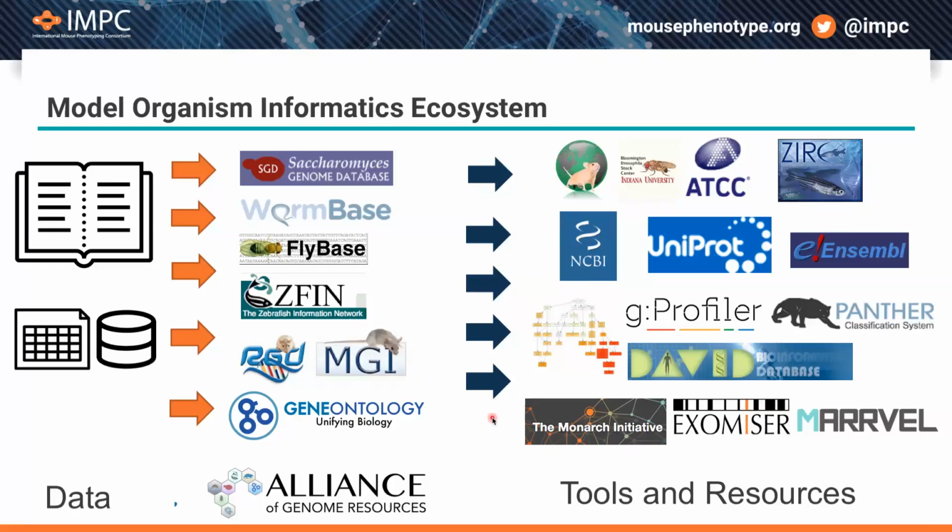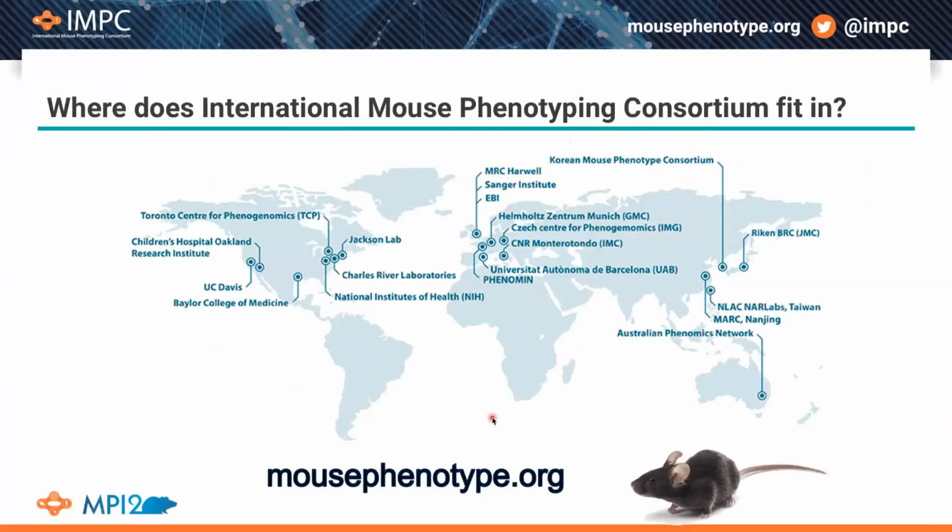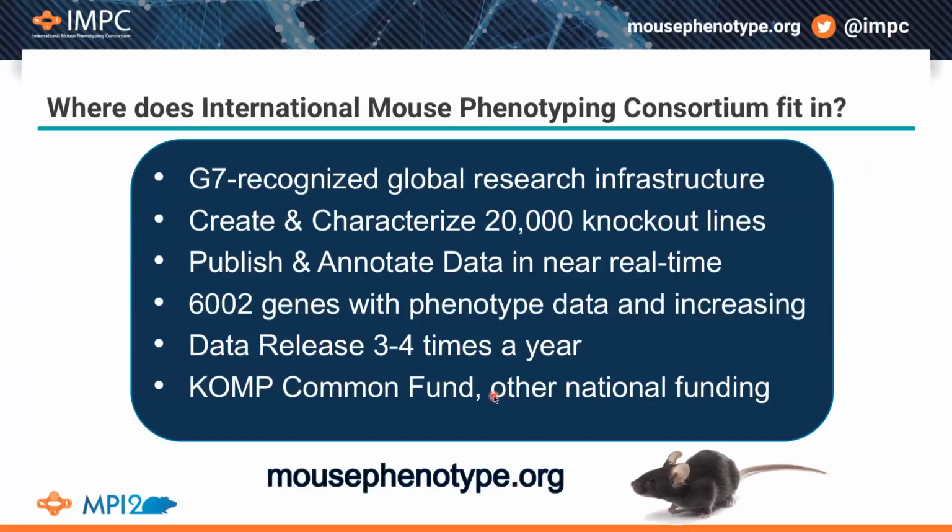I already broke the first rule. I'm supposed to talk about my project right up front. So now I'm going to the IMPC. The IMPC is a global research infrastructure involving these institutes you see here, with the NIH Common Fund funding the North American efforts and us in the UK. And this has actually been recognized by the G7 as a global research infrastructure, and we're trying to create and characterize a knockout mouse strain for every protein coding gene, for 20,000 genes. We want to publish and annotate this data in near real time, and this is where it is relevant for the curators.